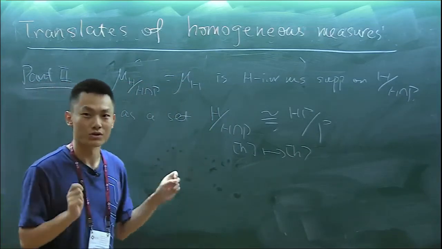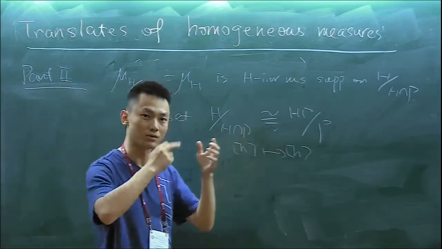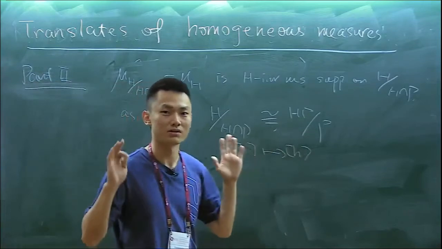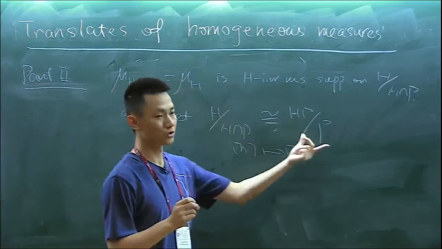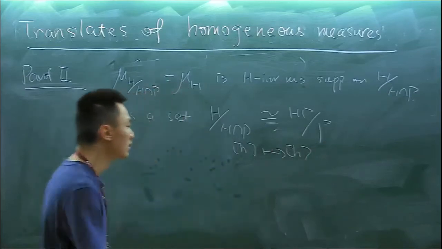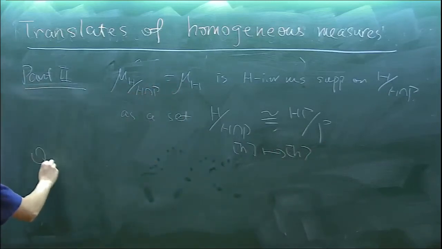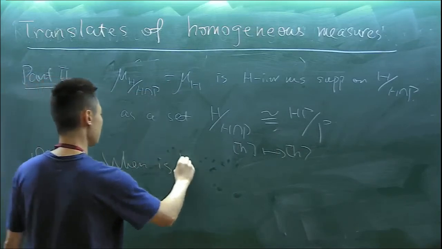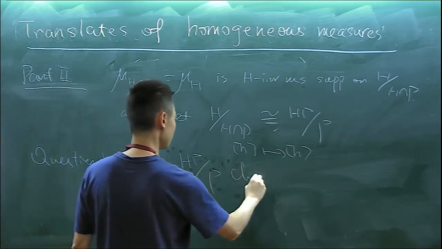However, unfortunately, sometimes this is not a closed embedding of manifolds. But I really want this to be closed. Otherwise, if you push forward this mu_H to the orbit, it will not be locally finite. That's not what I want. So the question is the following. When is H gamma, or rather the orbit H gamma in G mod gamma, closed?